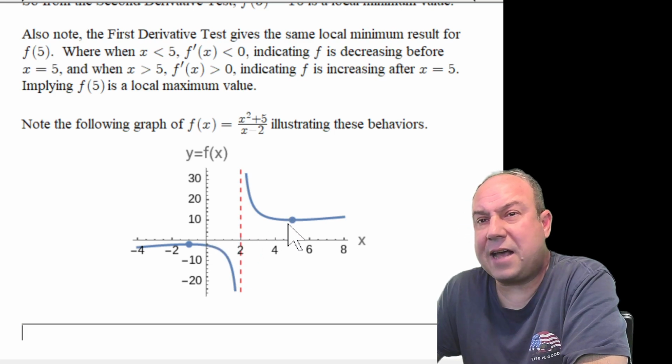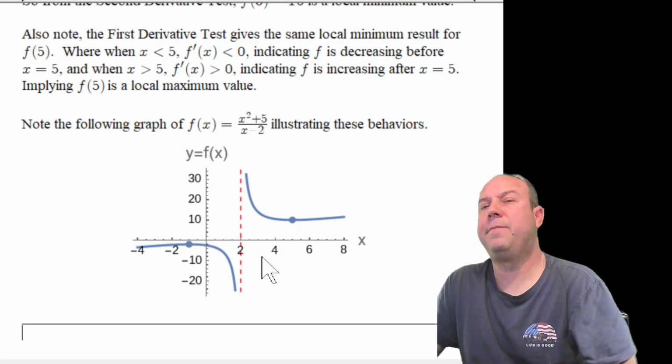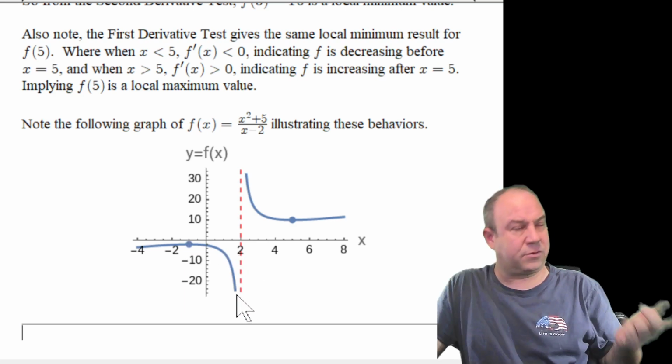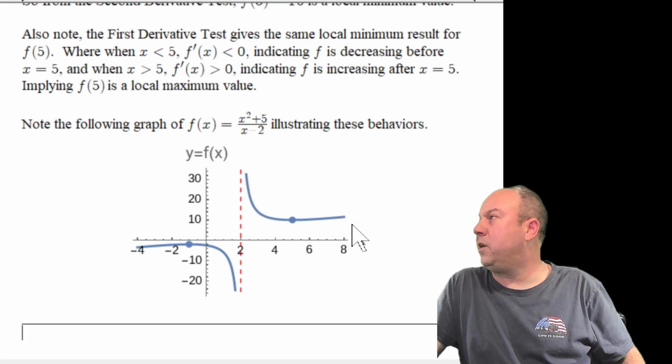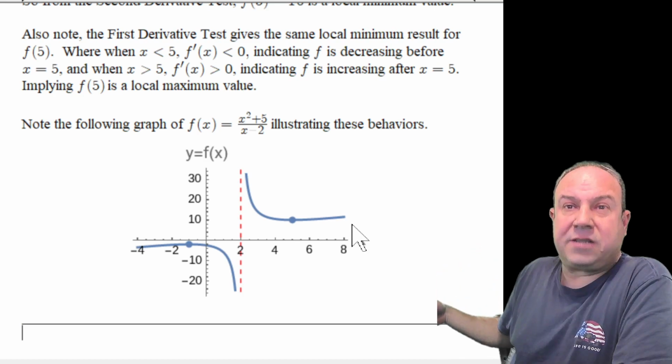And then at x equal to 5 is also where we saw another critical point. And there we had a local minimum of 10. And that is the local minimum here in our graph. We can see we're increasing before this one and decreasing after it, as our first derivative test would tell us. And at this one, we're decreasing before it and increasing after it, which is what our first derivative test would tell us.